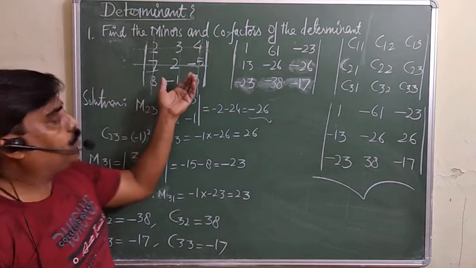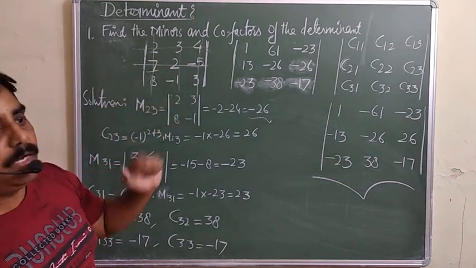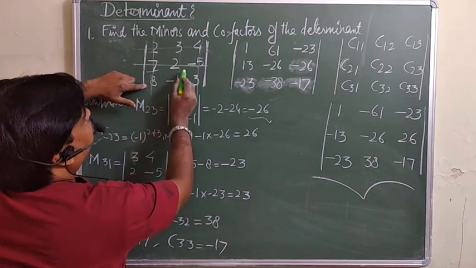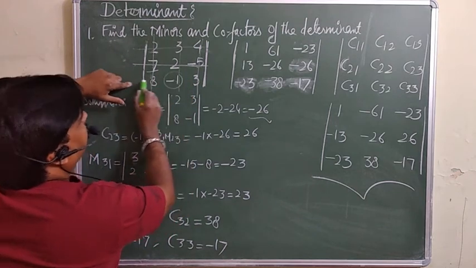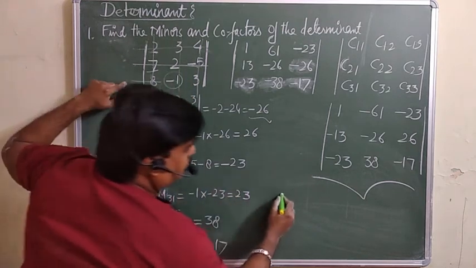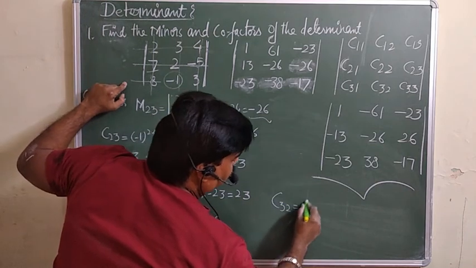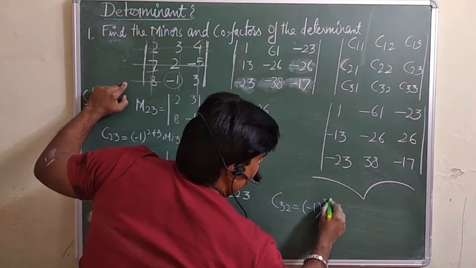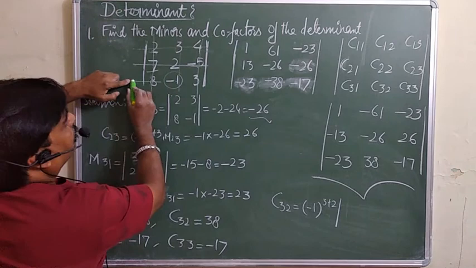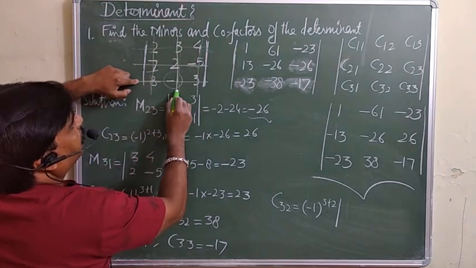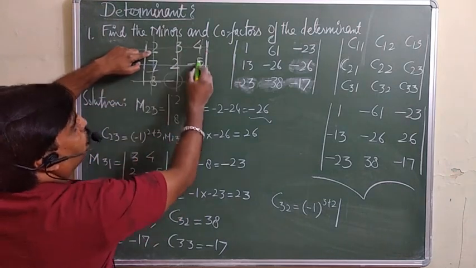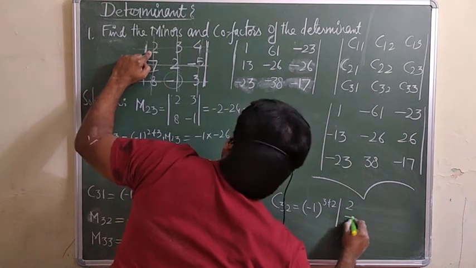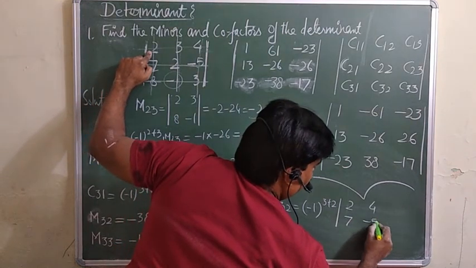See, if you want to write the cofactor of any one of the numbers, directly you can write down. See how. Suppose you want to write the cofactor of this one. That is third row, second column. So you must write down minus 1 to power 3 plus 2 and third row, second column you must delete. So this is 2, 7, 4, minus 5. You must solve this one only.